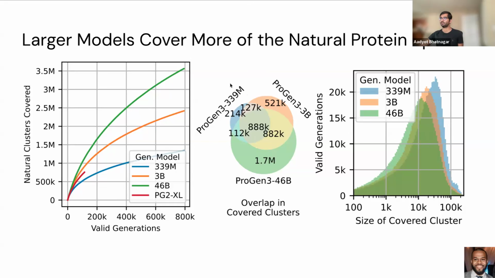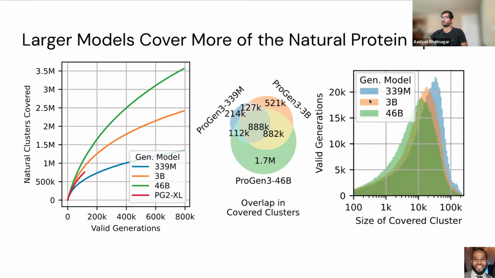And the next thing we do is to see how do these clusters that each of these models generate from, how do they overlap with each other? And what we see is that the clusters covered by the larger models are mostly a superset of the clusters that are covered by the smaller models. So as you're scaling up, you're not really losing capabilities. You're just gaining the ability to cover more of protein space.